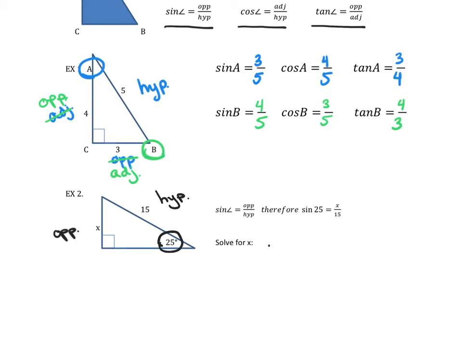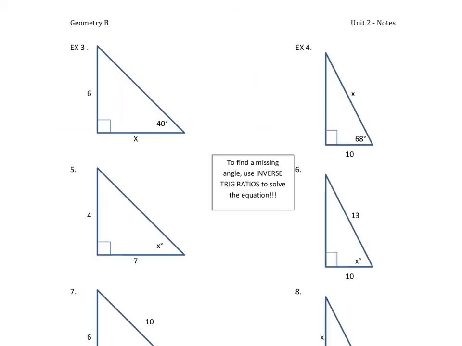Since the sine of an angle is the opposite over the hypotenuse, we'll use the sine function and say that the sine of 25 is equal to x over 15. And then we'll solve that by multiplying both sides by 15, and we'll get that x equals 6.34. And we'll round everything to the nearest hundredth as we go through these problems.